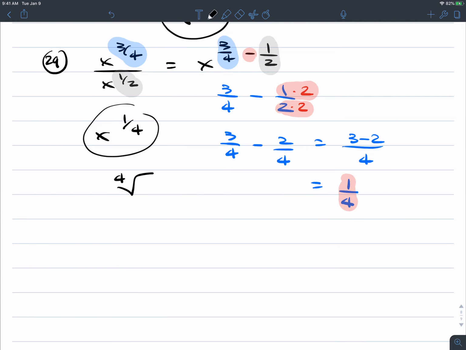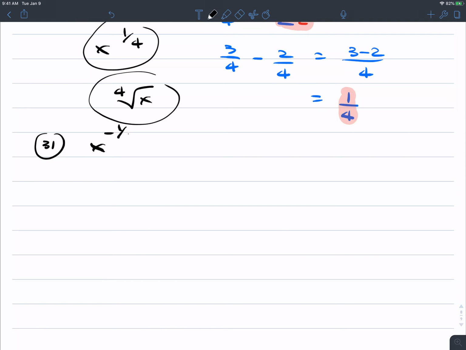So 31 is good. It's going to get interesting because we get negative powers here. Negative 1/4, x to the negative 1 half. So we get x to the negative 1/4. Let's be careful here. Okay, let me show you what I'm talking about.